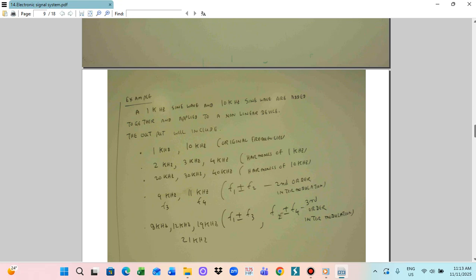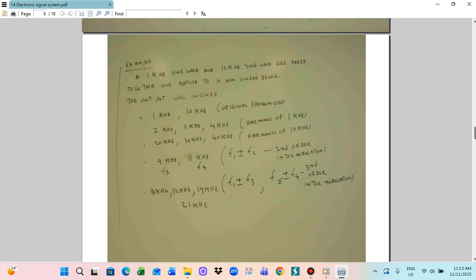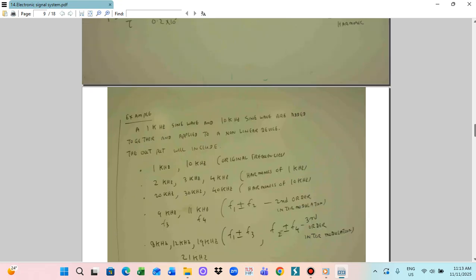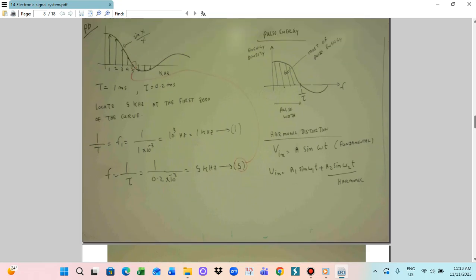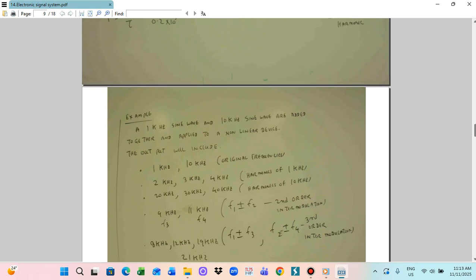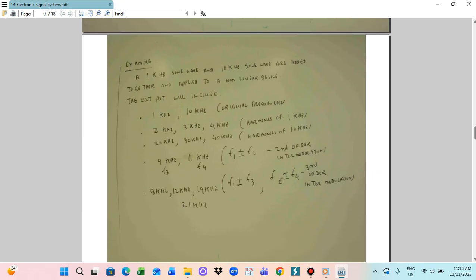So now we can see how the harmonic can happen. Harmonics can be produced by combining the fundamental waveform with different frequency waveforms. In this case, the fundamental frequency will be 1 kilohertz, and the 10 kilohertz sine wave makes the combination. So first there is the fundamental 1 kilohertz and the 10 kilohertz.